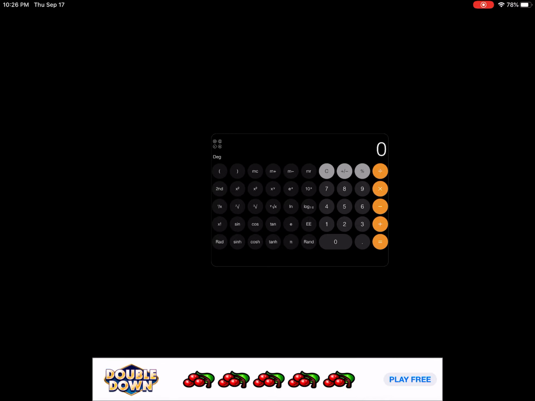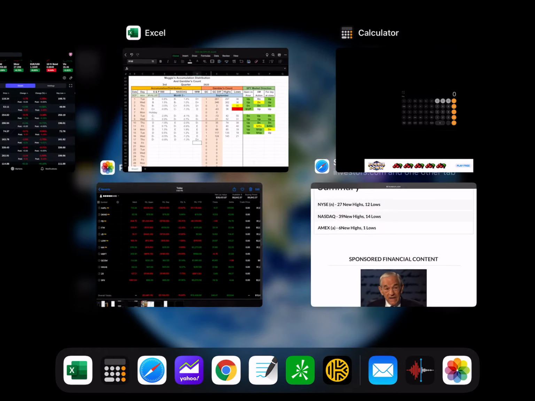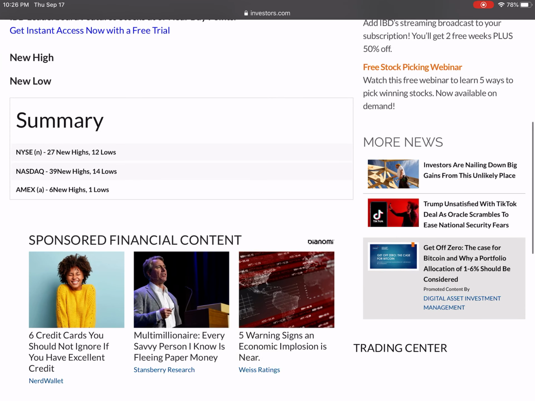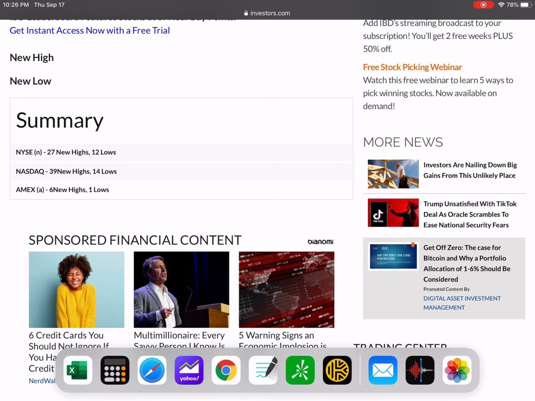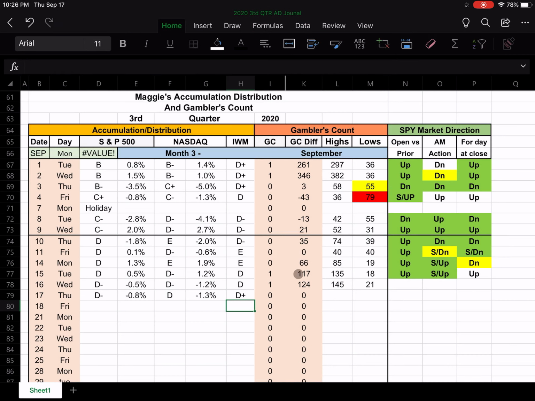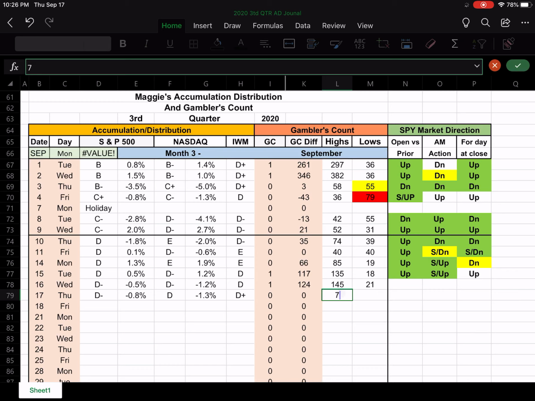You know what? I'm just going to add this on my phone and tell you what the number is. Probably should have just added it in my head, but anyways, I want to be right. 27 plus 39 plus 6. So the total for what happened in the New York Stock Exchange, the NASDAQ, and the AMEX is a grand total of 72 new highs for the day. So we're going to type that in here under highs.